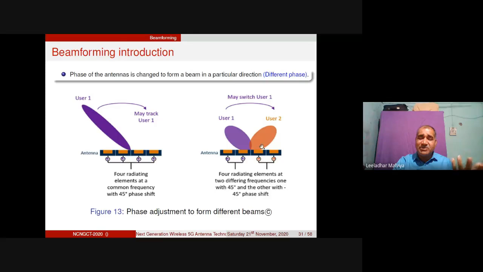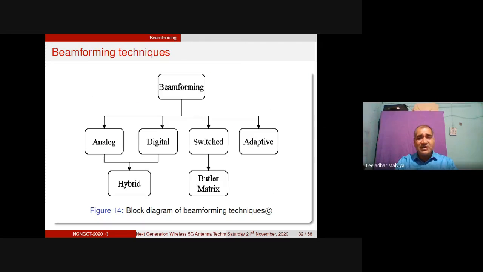So two beams can be created in two different directions, and both the users can be covered by this plan. This can be done with the help of beamforming. Conventional arrays and beamforming array antennas differ only in the phase adjustment. Various beamforming techniques are available. You can use any of them. Which one is capable of enhancing the coverage in the case of 5G can be seen in the next slide.